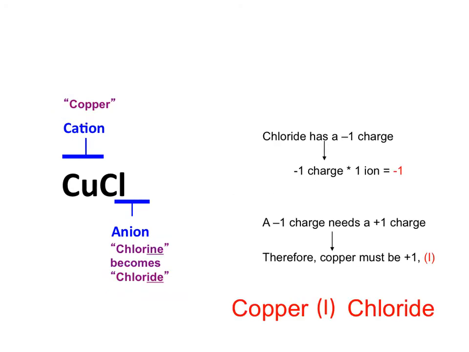So we need to come up with a charge for copper. In order to do that, we're going to come up with the charge for the anion. For chlorine, it's -1, as seen on the periodic table. The total positive charge must equal the total negative charge in a neutral ionic compound. Since there is only one chlorine, it will have a charge of -1, and so that means that copper's charge must be +1 in order to neutralize it. And so that's why you see that there is a Roman numeral 1 behind the word copper. So our answer is copper 1 chloride.